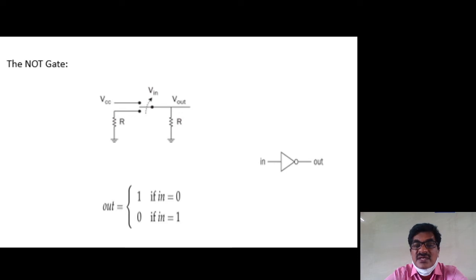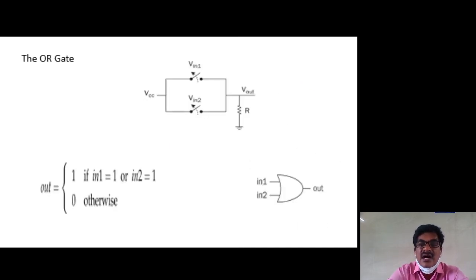Its functionality you can represent simply as: the output is equal to 1 if the input is 0, or the output is 0 if the input is 1. So the circuit which produces the complement of the input is considered a NOT gate, also called an inverter. This is the symbol for the NOT gate. And the next one is the OR gate.